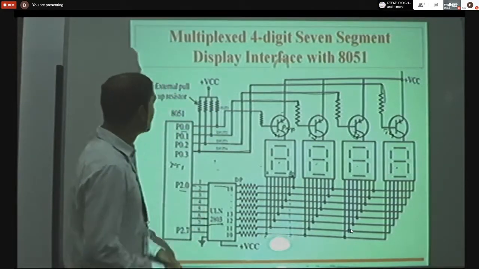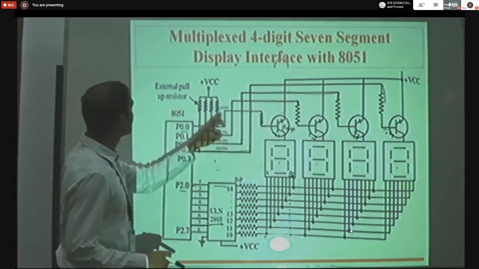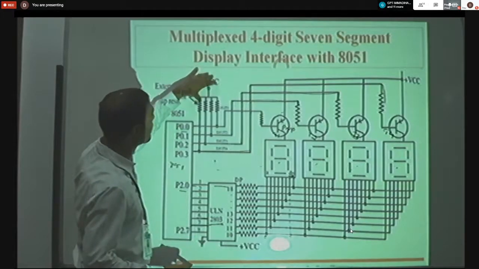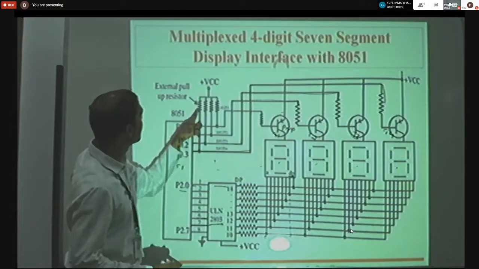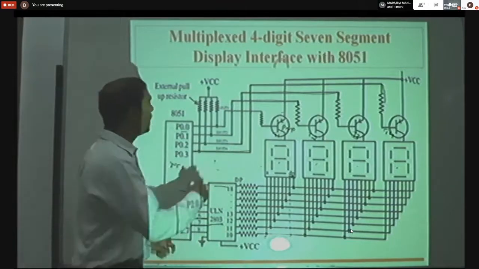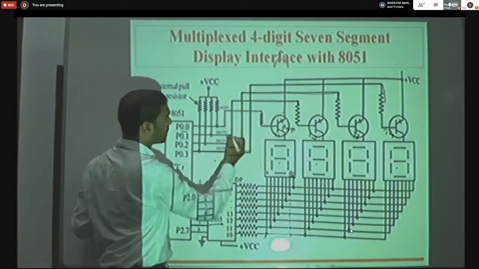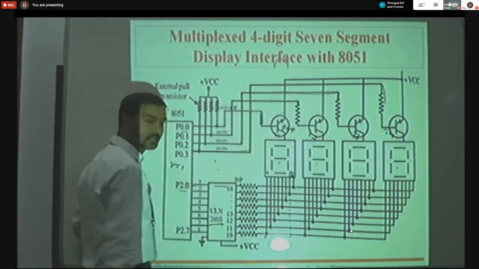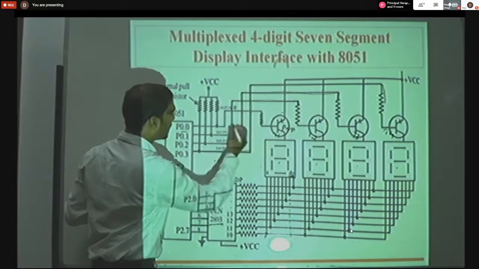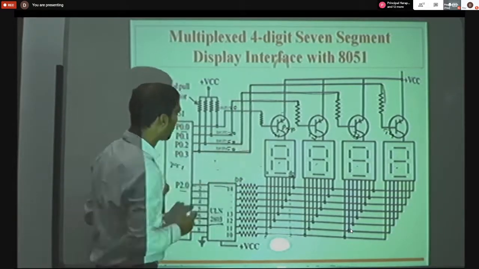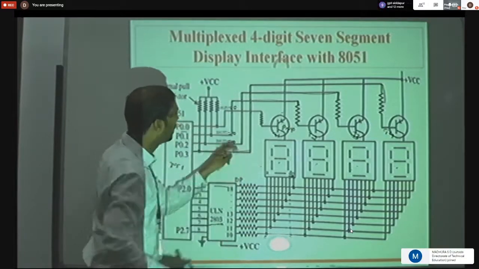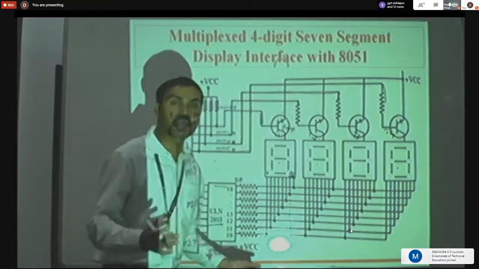Now, how will it work? In addition to this current limiting resistor, there are external pull-up resistors also. They are also used to limit the current, and they are connected to VCC. When the digit, digit 1, digit 2, digit 3, digit 4, is 0, meaning you have not applied any input, then the transistor will turn on.